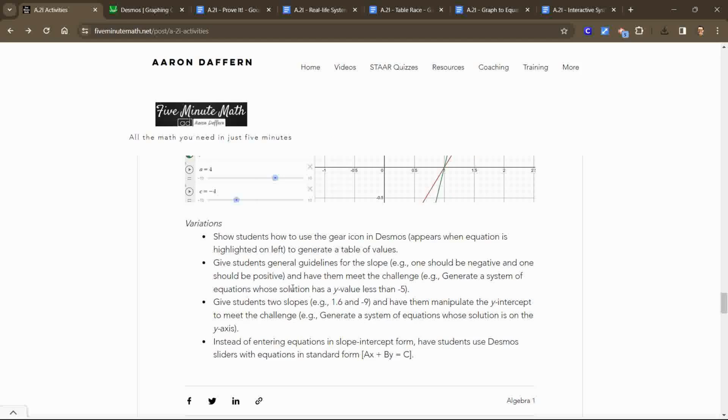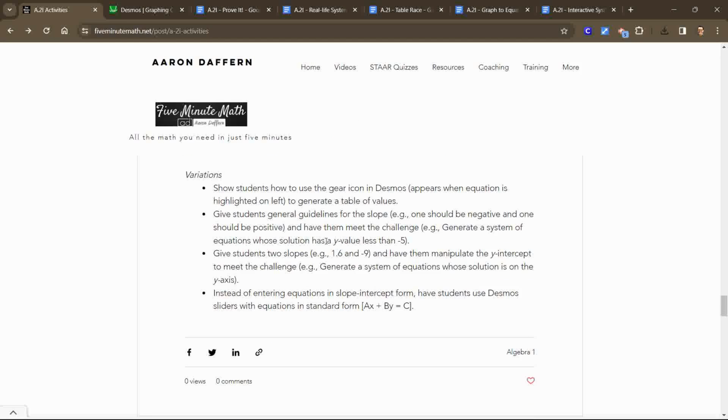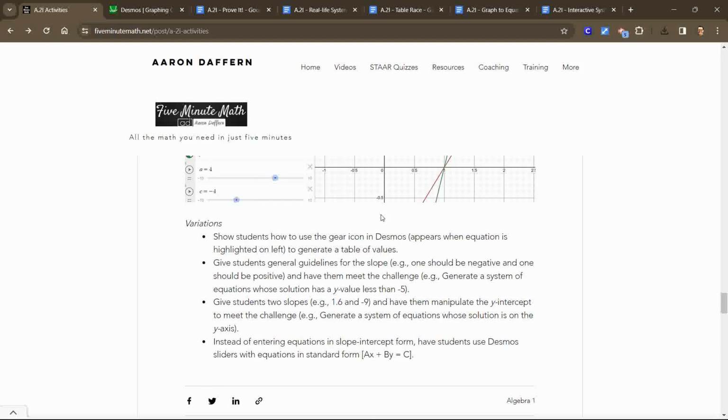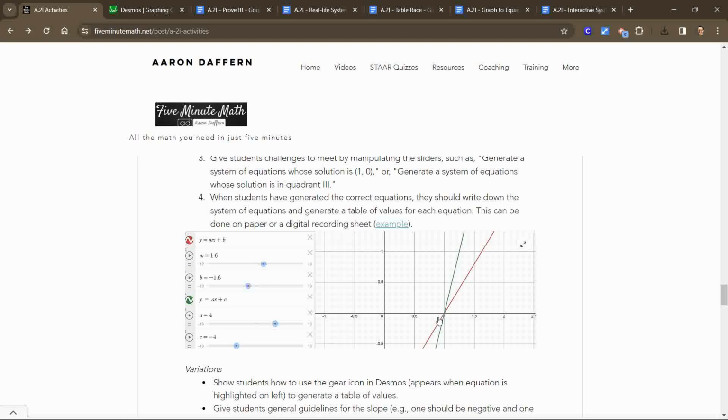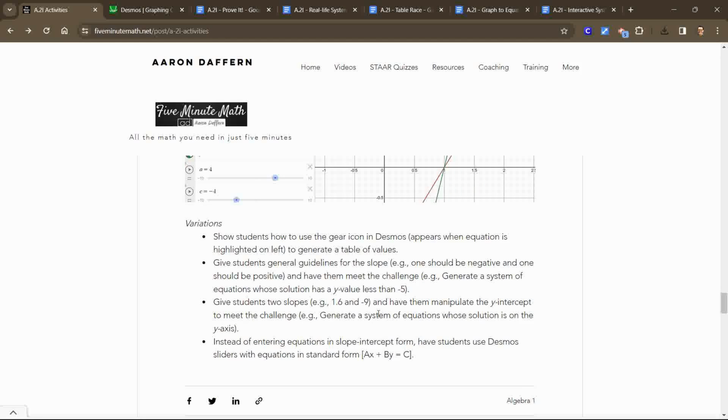Now, what are some variations? Obviously, we can show them how to generate the table of values. If you don't want to, don't show them that. Make them just visually look at it. But it is a little bit tricky sometimes on Desmos. You can give them general guidelines for the slope. I just needed the two equations to hit at a certain point for a solution I was looking for.